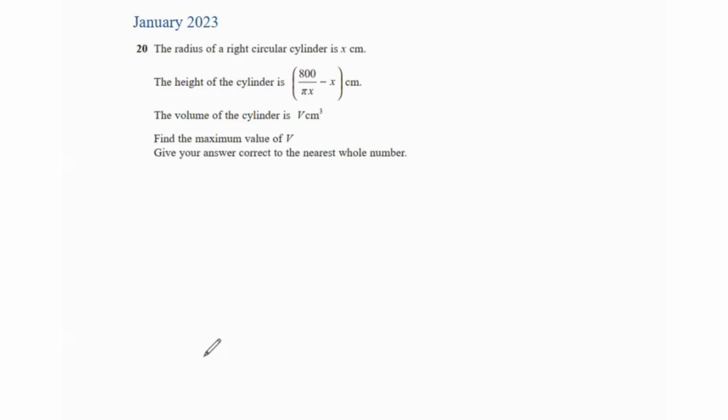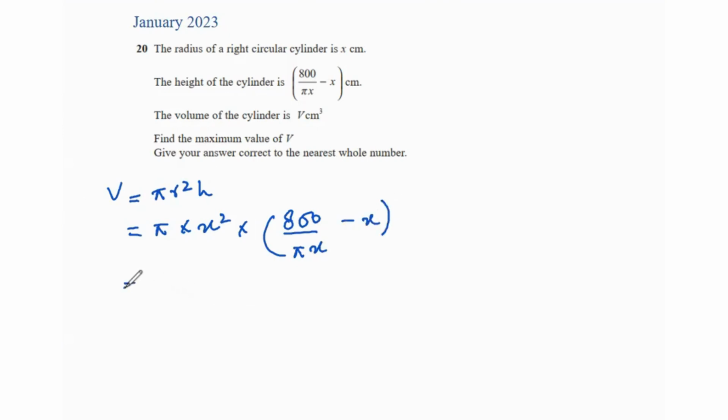By now, I think you should be able to recognize the pattern, where it's the same kind of steps happening again and again. And through that, we find the answer. So volume for a cylinder would be pi r squared h, pi times x squared times (800 over pi x minus x). So that's pi x squared times (800 minus pi x squared) over pi x. Just rewriting it as a single fraction.